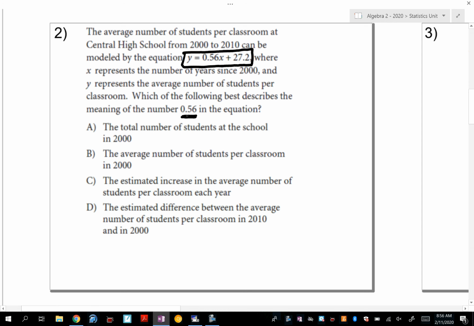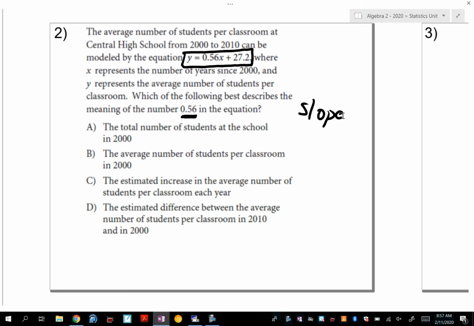So this is a question asking you to interpret the slope. Remember, without context, the slope is: for each additional unit of x, the y value will change by the slope. So in this problem, each additional unit of x is another year. For another year, the average number of students per classroom will change by 0.56 students.